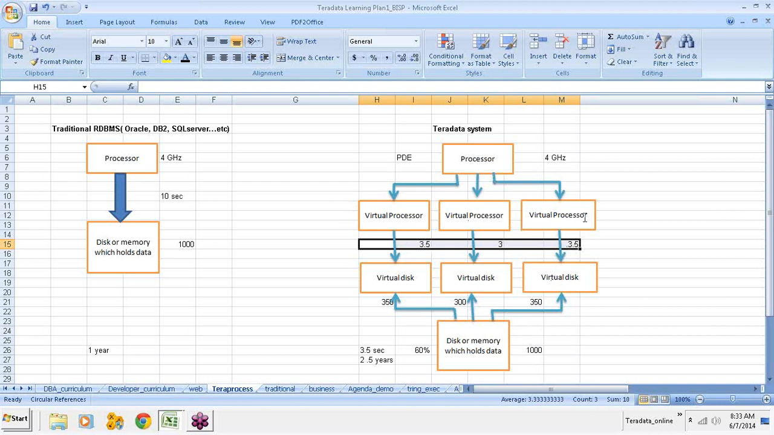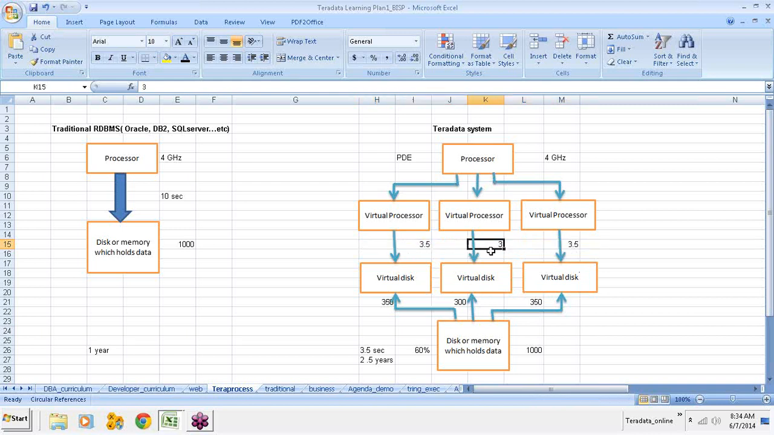So what is the time we need to wait to generate the report out of these 1,000 records now? All these virtual processors are running parallelly on their associated virtual disks to process the data. So what is the time taken to process the whole 1,000 records in parallel processing? Can you tell me, is it the maximum of all these timings, or the minimum, or the sum of all the timings? Because all these are processing parallelly on their corresponding virtual disks, right? So it is the maximum of the timings that we have to wait for.